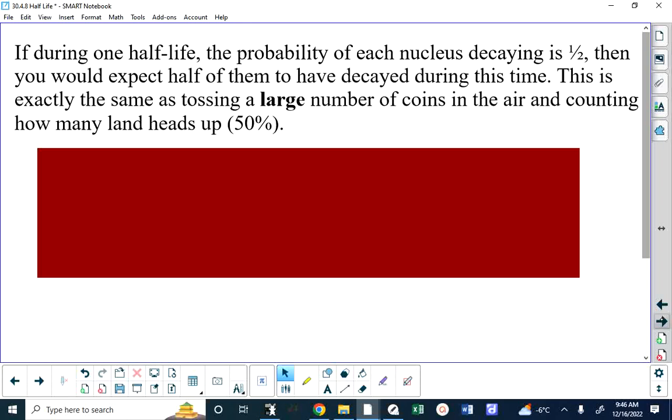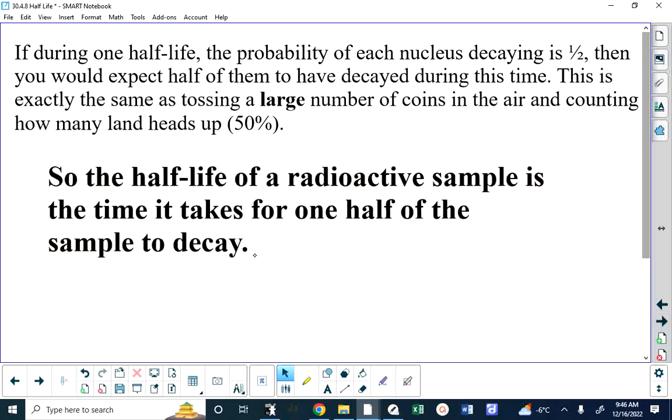Now, just a second here. Do you agree the probability of a coin landing heads is 0.5, 50%? Does that mean if I toss 10 coins, I'm going to get 5 heads and 5 tails? No. The probabilities break down at small numbers, but that's why I'm saying it's the same as tossing a large number of coins. We can't even visualize how many nuclei there are in something. Very, very large number. So what does this mean? It means that the half-life is how long it takes for half to decay.